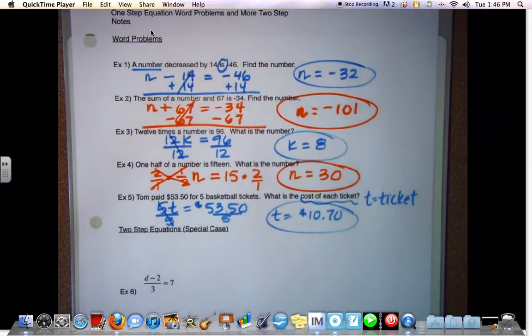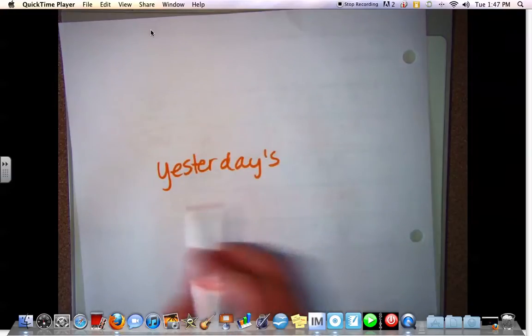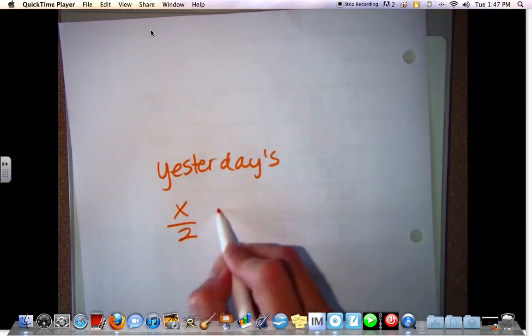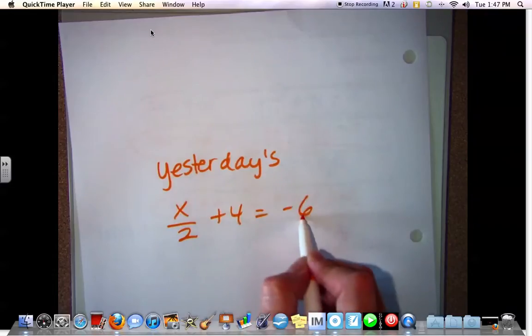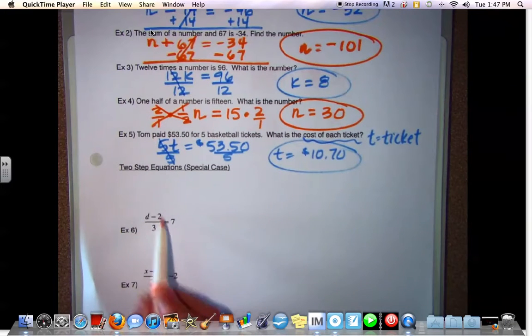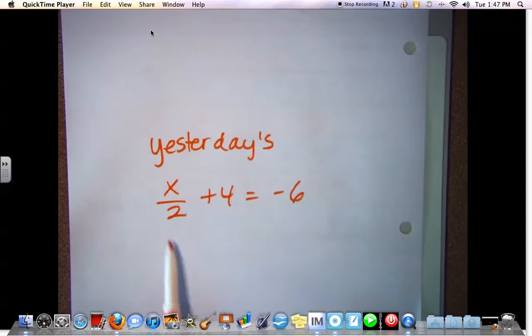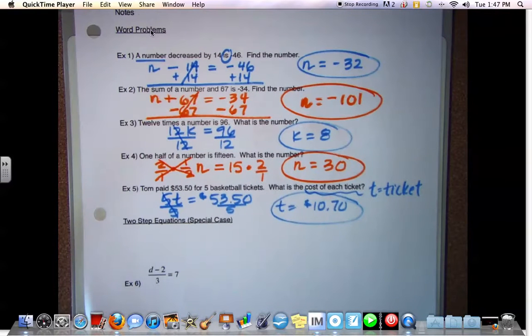It was awesome. All right, 2 step equations. These are different than yesterday. Yesterday's equations looked something like this: x divided by 2 plus 4 equals -6. We had part of it in a fraction. Today we have everything on one side in a fraction. So you have to pay attention to how today is a little bit different than what we did yesterday.